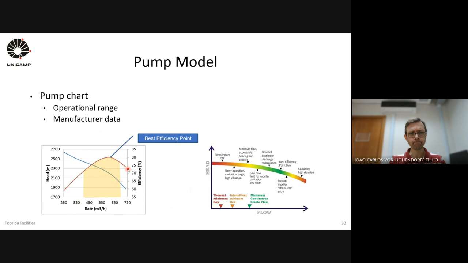Pump models have some operational range, and outside this area I have some operational problems. I can have, for example, high vibration of my system, and temperature variations. So the idea is to follow the manufacturer data and operate my system inside this range.